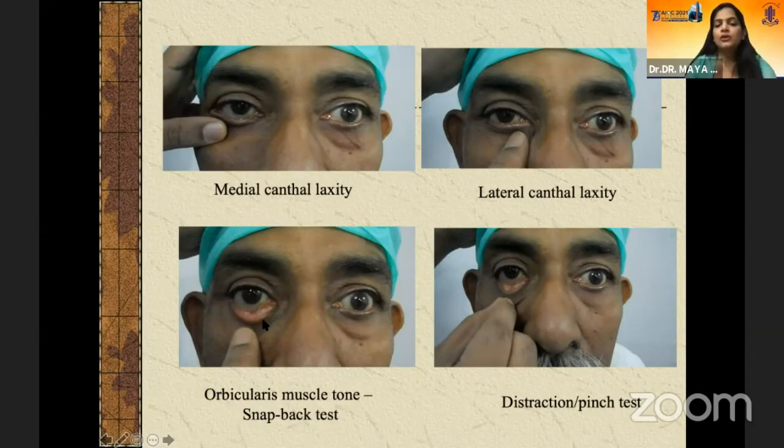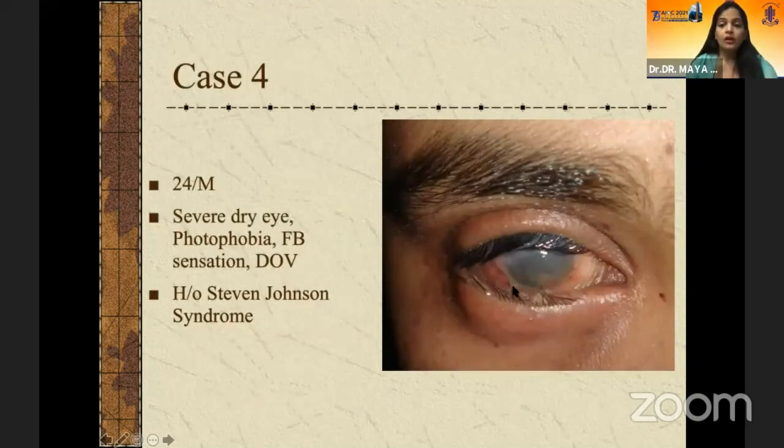Usually when you pull the lid, it will go immediately back within one blink. If it is taking time, like one or more blinks, then it's said that the muscle tone is lax. Distraction test, if you can pinch the lid away from the globe by more than 8 mm, it is said to be positive. Then you have to differentiate between senile and cicatricial entropions. In cicatricial entropion, it will be involving mostly the upper eyelid with the thickening of the tarsus, and there will be signs of cicatrization like conjunctivalization of cornea, severe dry eye, and metaplastic eyelashes.